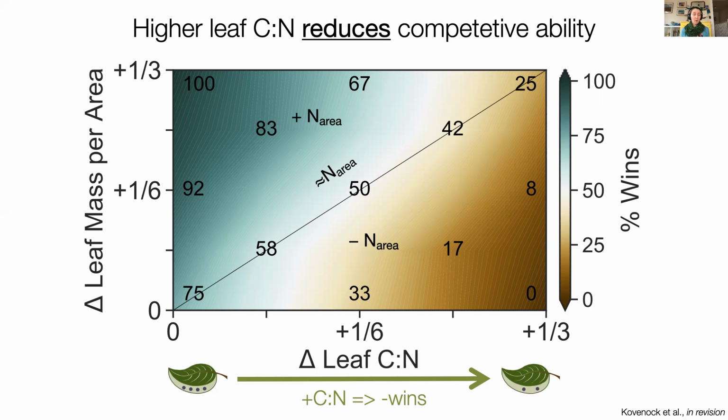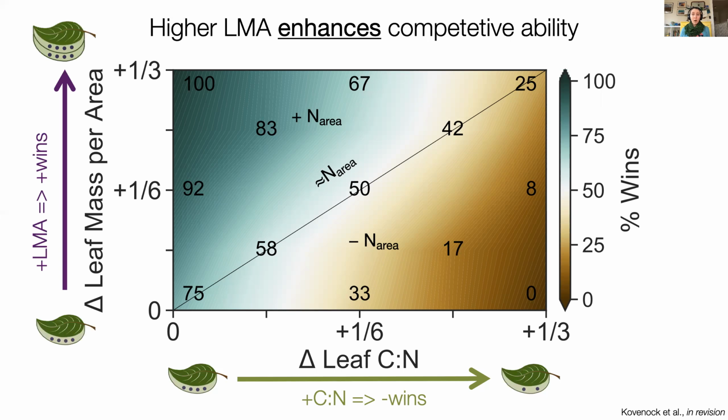So as you move from the origin on the x-axis to the higher values on the x-axis at all levels in y, we see fewer wins. There's less winning of competitions with other plant types. So that reduces their competitive ability as they get more carbon to nitrogen. If we go up the y-axis, we can see that as leaves become more massive per area, which is helping them maintain that nitrogen per area, this enhances their competitive ability. So trees at any given carbon to nitrogen ratio, trees that have thicker leaves or higher leaf mass per area are more competitively advantageous.